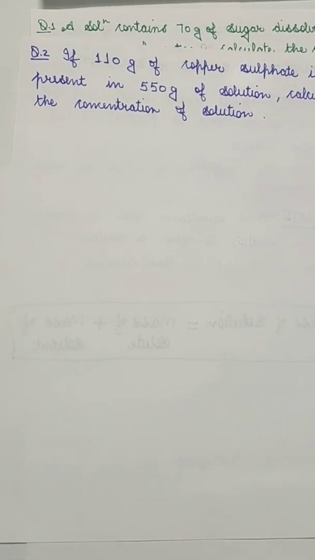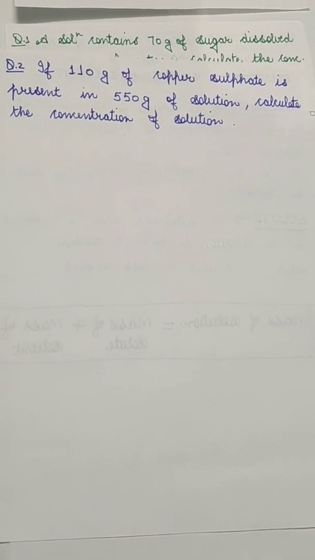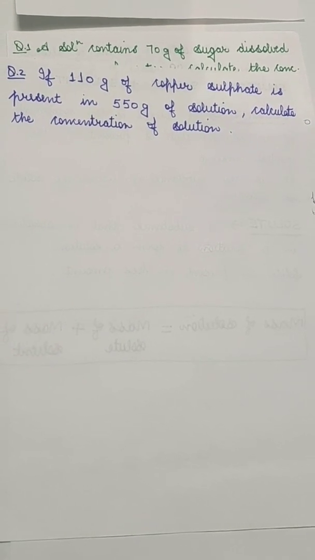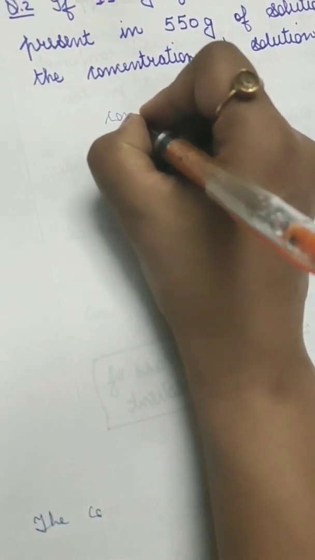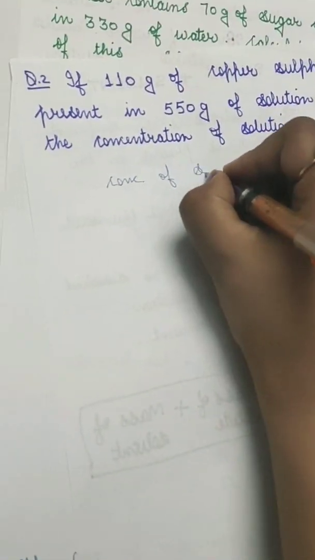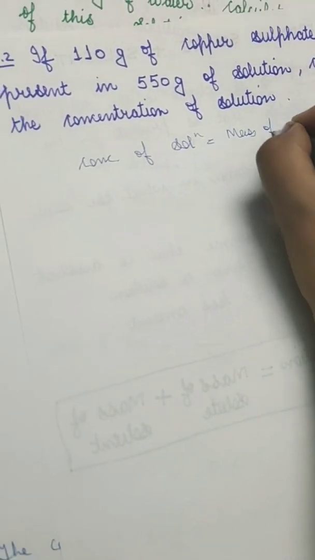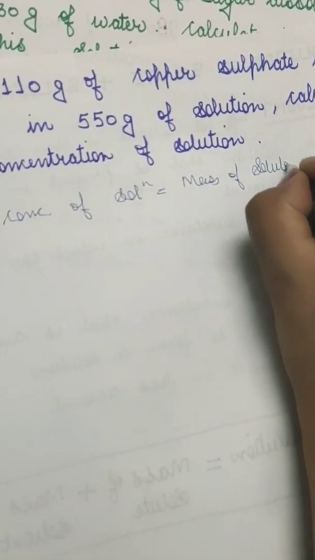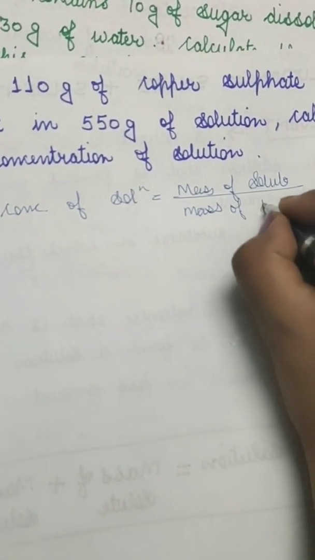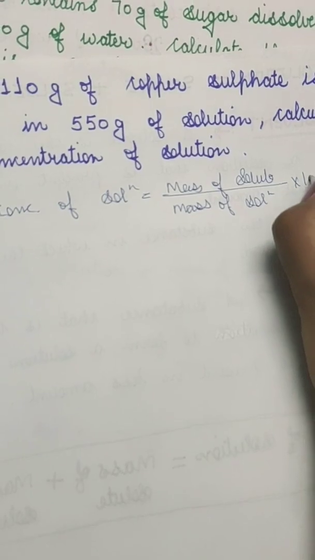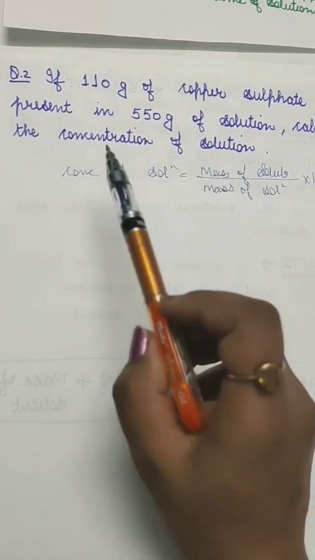In this one: if 110 grams of copper sulfate is present in 550 grams of solution, calculate the concentration of the solution. The formula will be the same, that is, concentration of solution equals mass of solute upon mass of solution into 100.